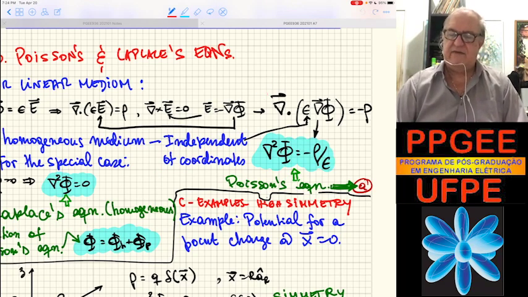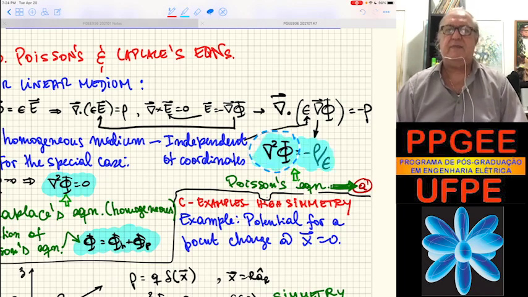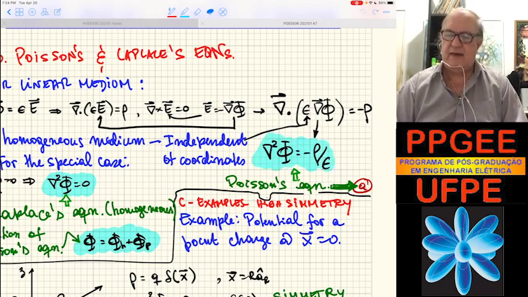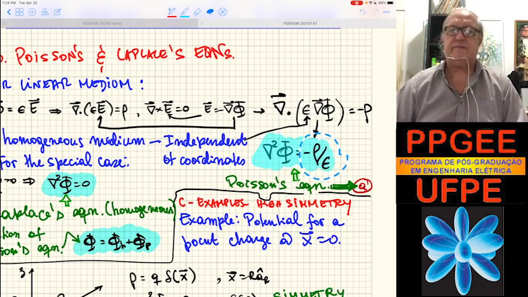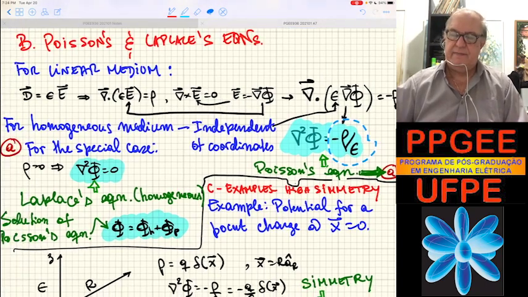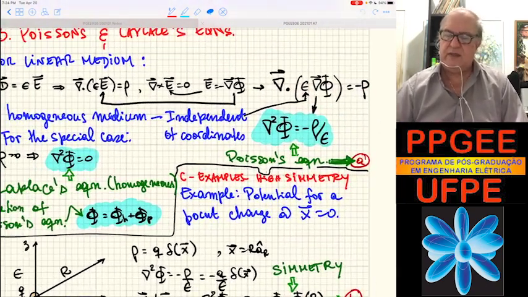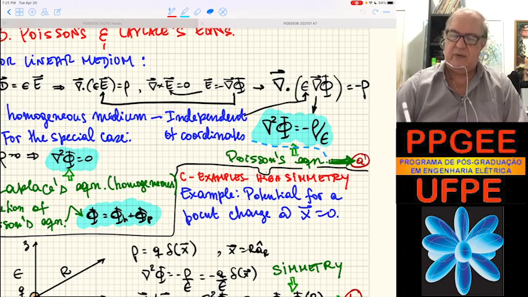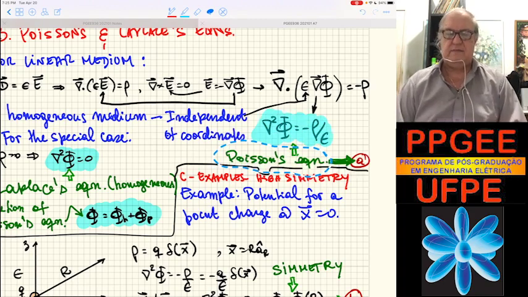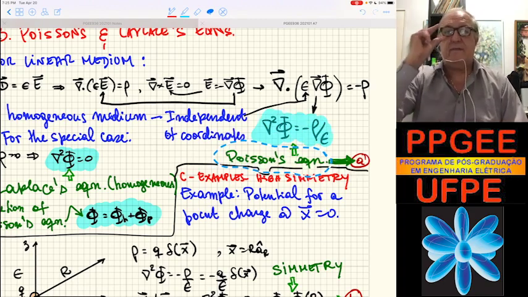And we have the divergence of the gradient of the potential, which is the Laplacian of phi, equals minus rho over epsilon. It's important that this is a non-homogeneous equation. This is called Poisson's equation.